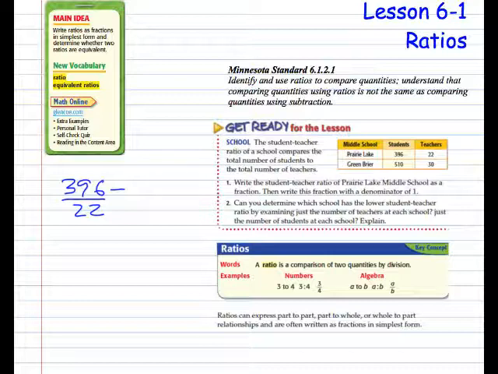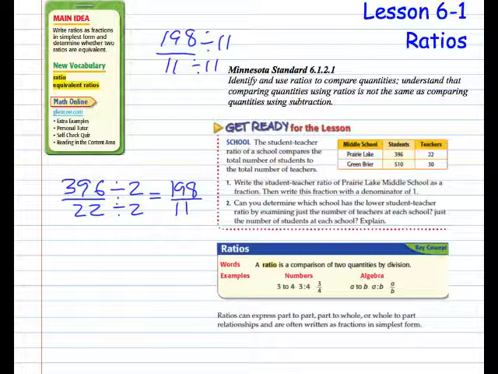We're going to simplify that by dividing both of these by 2. See what we get. We get 198 over 11. Now we actually know that 198 is divisible by 11. So we're going to take 198 and 11 and divide both of these by 11. And we get 18 over 1. So the student-teacher ratio at Prairie Lake Middle School is 18 to 1.